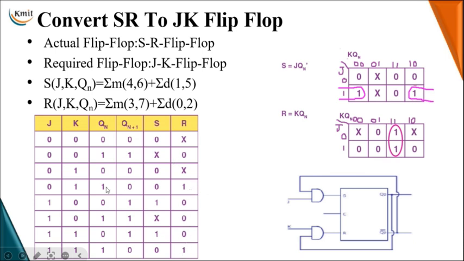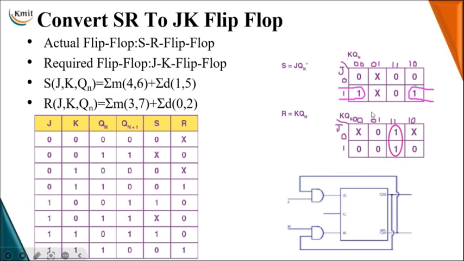In the same manner, for the R input also we find the minterms. The minterm values for 3 is 1 as well as 7 is 1. So we included those minterms as sigma m of 3, 7, plus two don't cares are available at 0 and 2. So we included those don't cares also in the function of R, so sigma d of 0, 2. So now 0 and 2 are the don't cares.